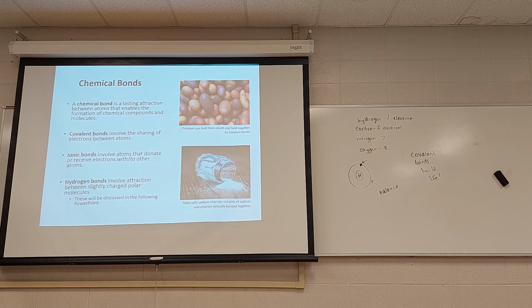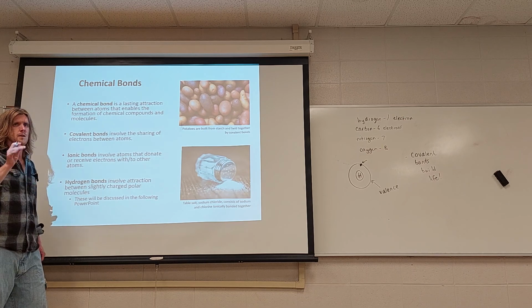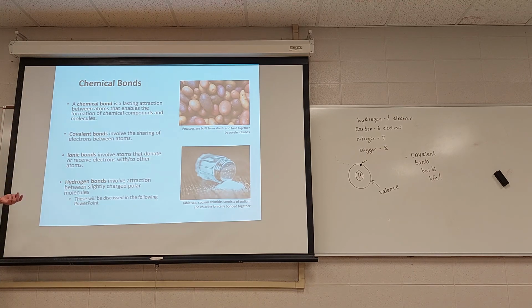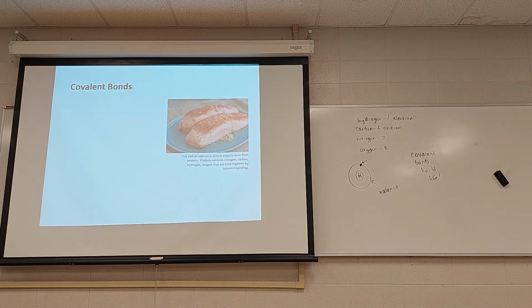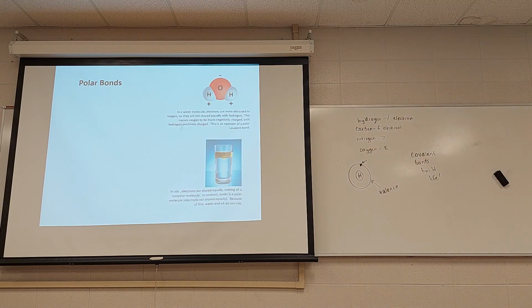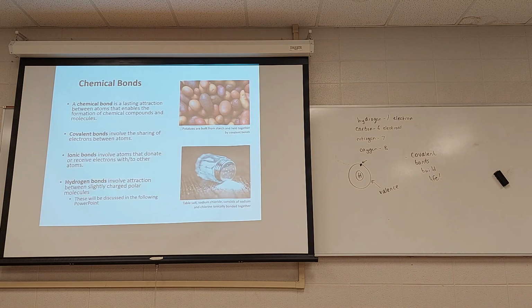Ionic bonds are another type of bond. This occurs not with sharing, but with donating and receiving. So one atom will get rid of an electron, another one will receive one. And I can't remember, do I have a special slide on ionic? I do, okay, so I'm going to wait on it. Hydrogen bonds will be the last one we'll look at. This is easier to talk about once we get to the technical part of it, which we'll get to here in a bit.